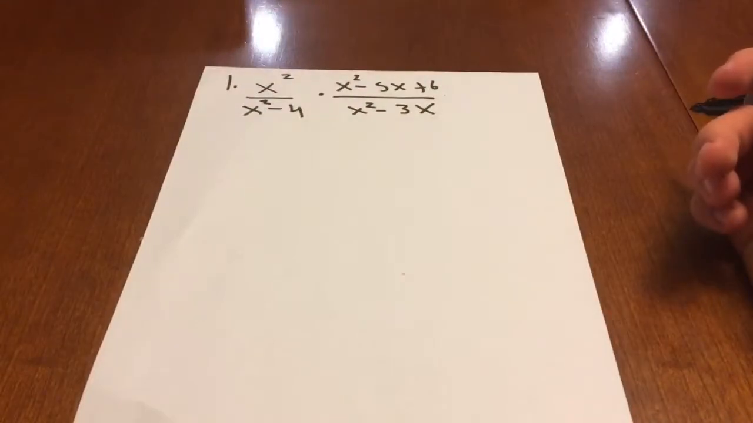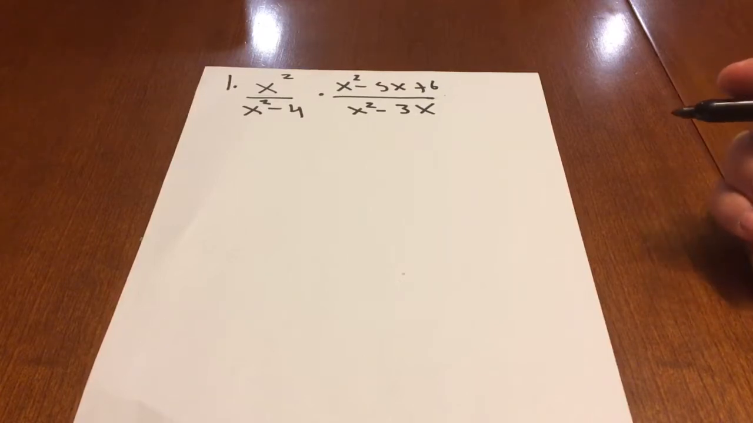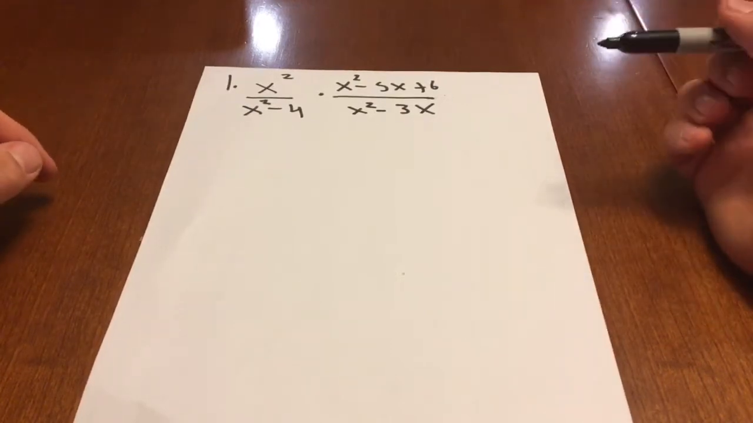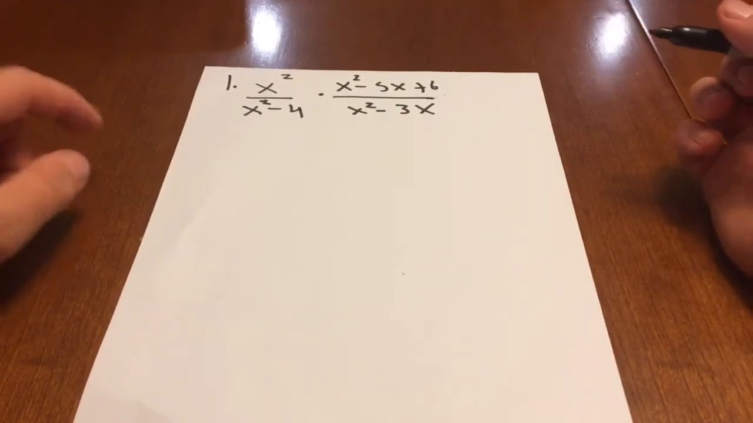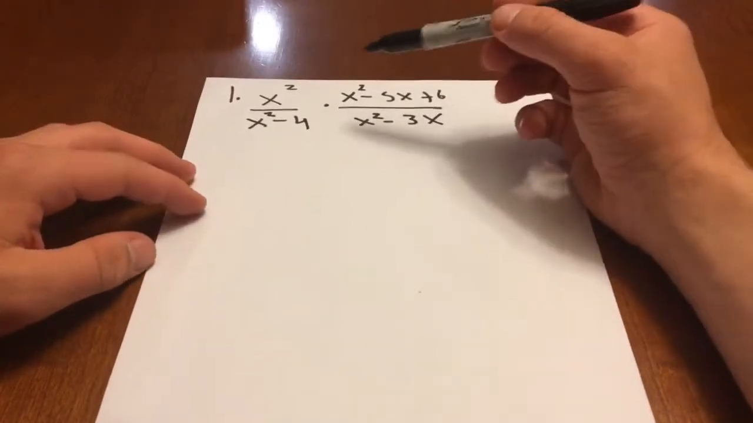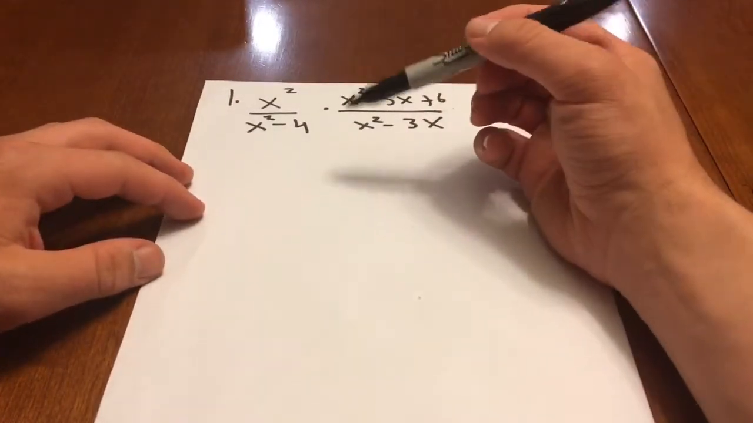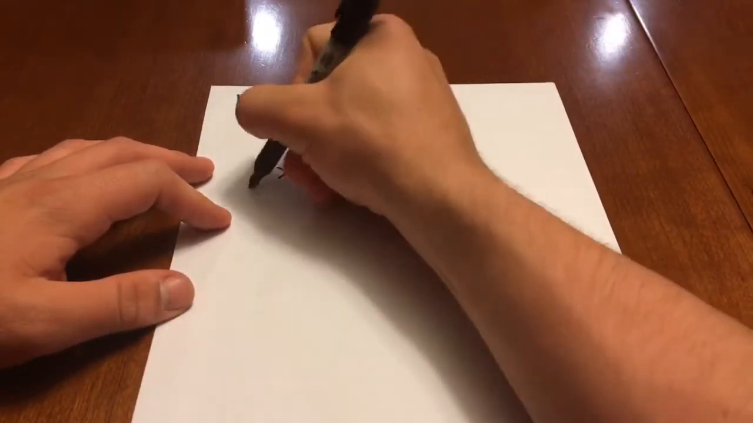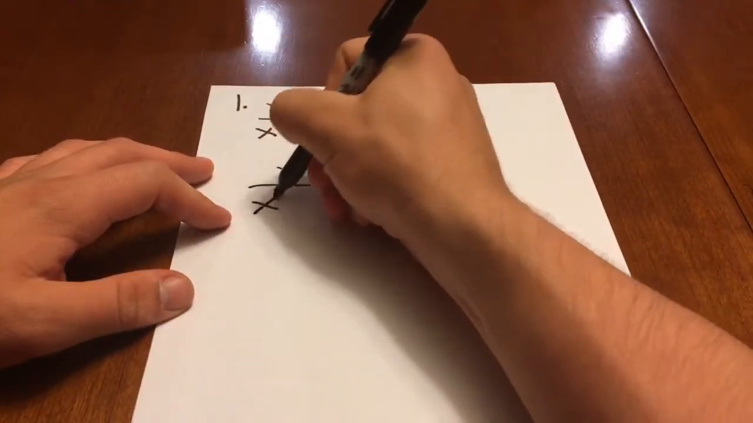Okay, for the first problem, we have x squared over x squared minus 4 times x squared minus 5x plus 6 over x squared minus 3x. So we need to first make sure we factor everything completely or find the GCF. For the x squared term, we can't factor that anymore, but the x squared minus 4 term, we can factor that.